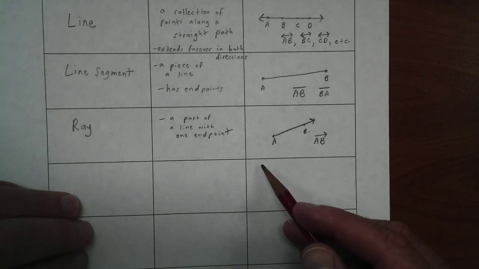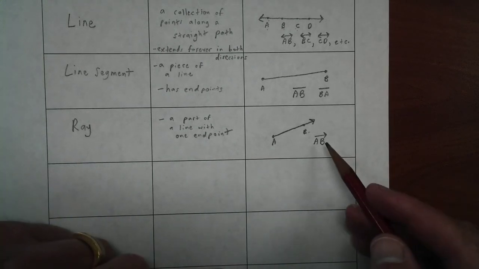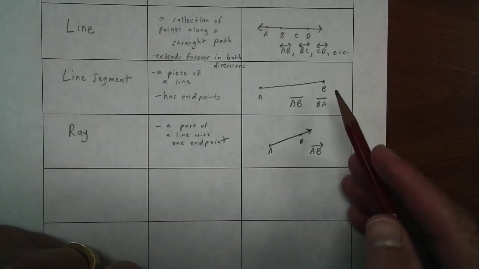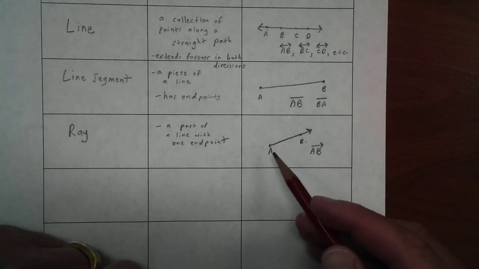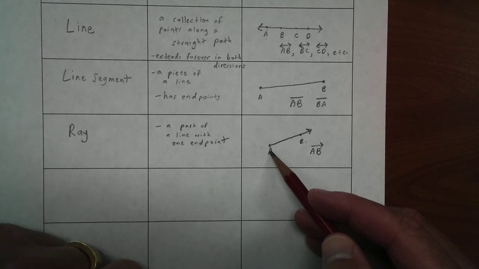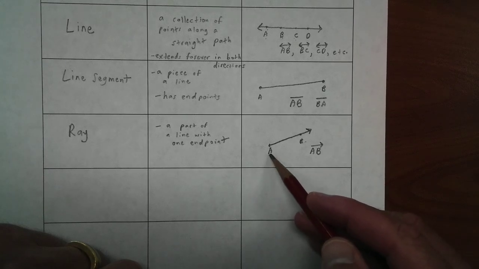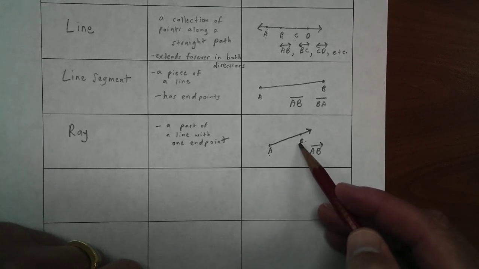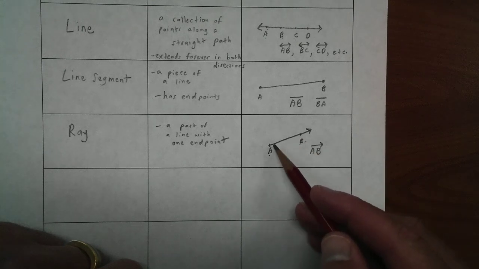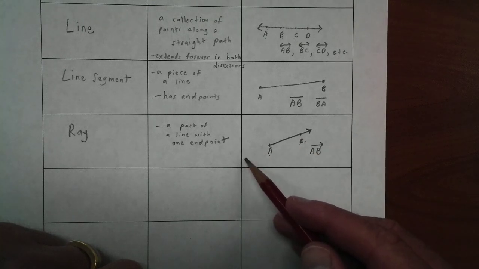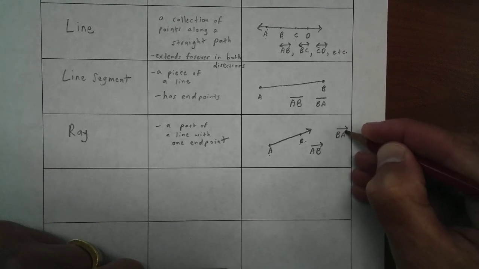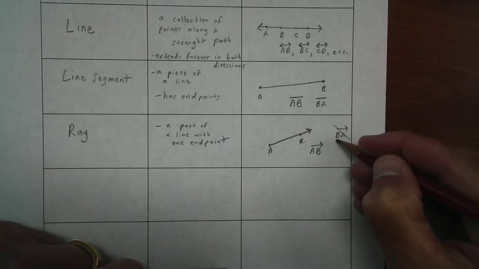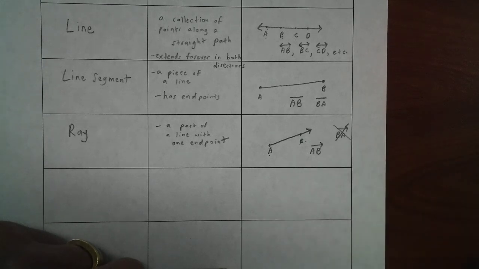It doesn't really matter. But the point is, when you name it, it's a little trickier than naming a line or a line segment. You have to start with the starting point. So I have to call this ray AB. I can't call it BA because it doesn't begin at B and go through A. So this would be a no-no. Let me cross that off. You can't call it that.